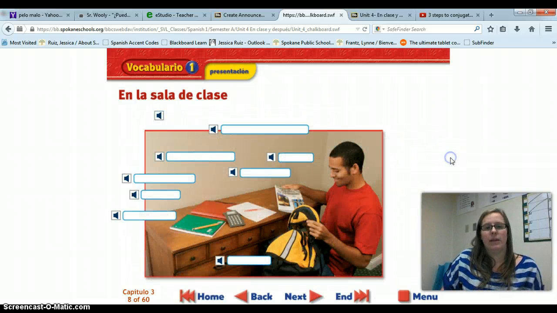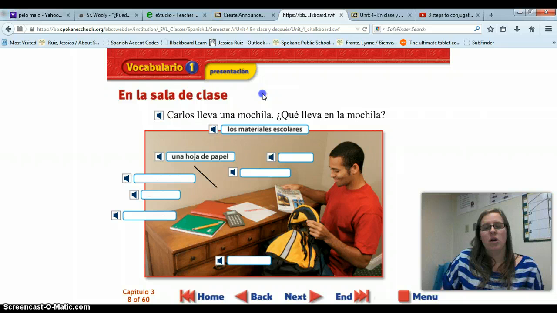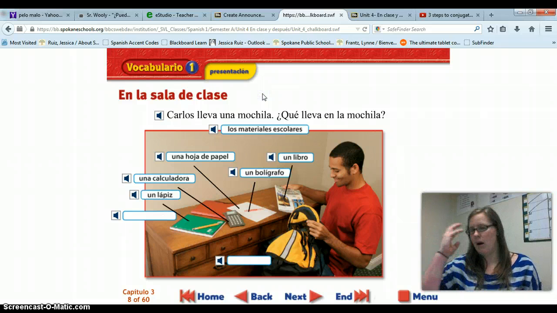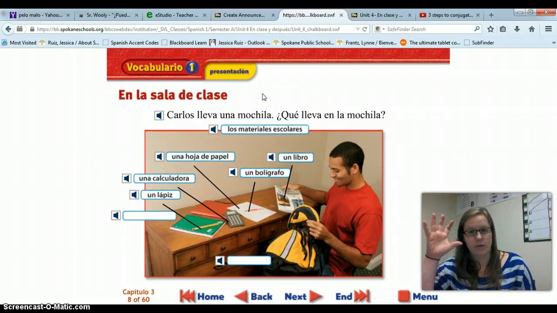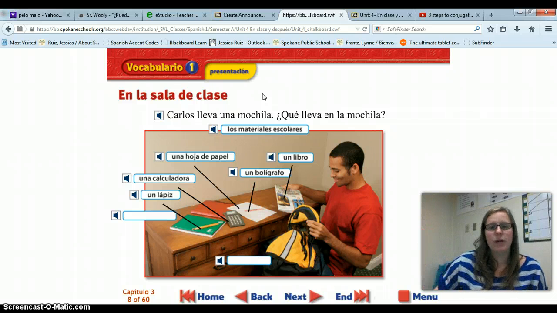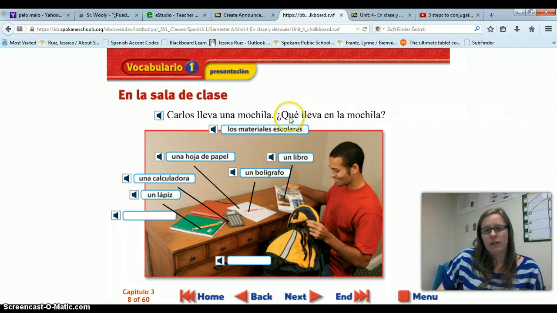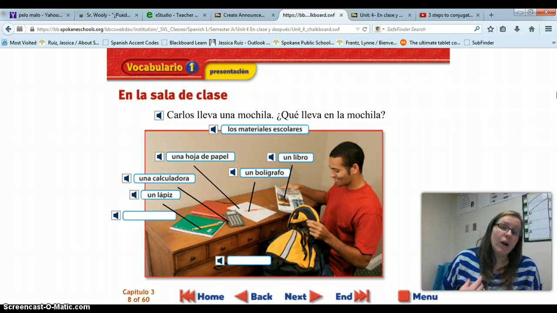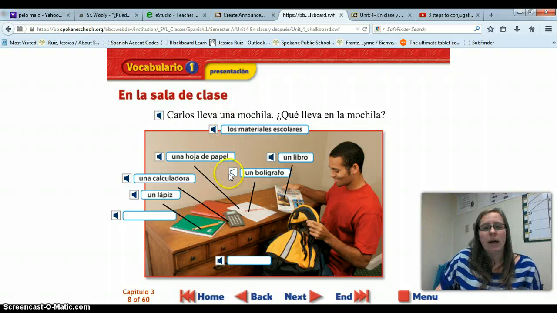Then we have los materiales escolares. So being a cognate ninja, we can know that those are school materials, but I would call them school supplies, right? So he has a mochila. The question is, ¿qué lleva en la mochila? So in this case, we're seeing lleva. It's not what is he wearing in the backpack. What is he carrying in the backpack? What does he have in there? So he's got his school supplies.